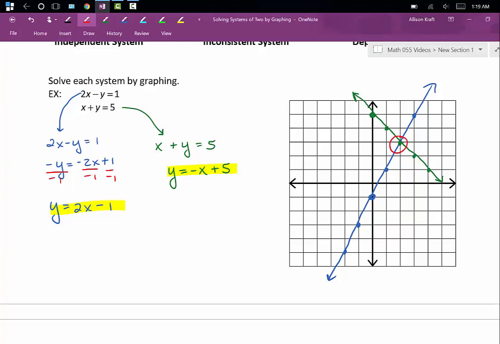How do we get the ordered pair? Just look at it and count over from the origin. That's 2 to the right and up 3. The solution to our system is the ordered pair (2, 3).